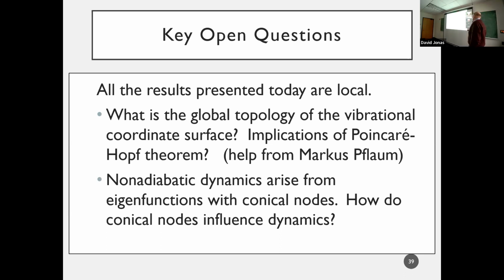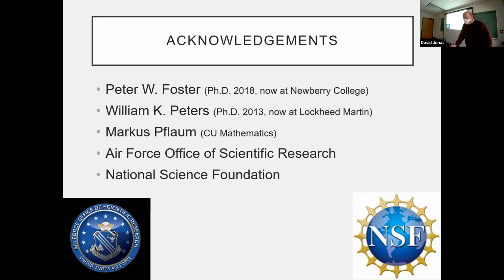And we think we sort of know how conical intersections influence the dynamics, but I think that needs to be reformulated if you want to do things in a more rigorous way, to ask how conical nodes influence the non-adiabatic dynamics that's driving these things like photosynthesis.